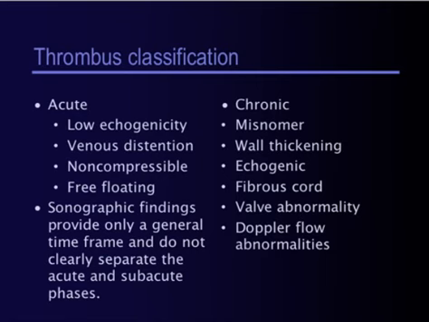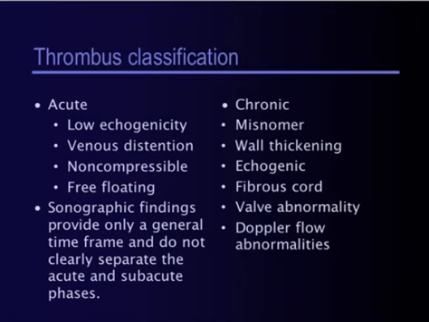Okay, now thrombus can be classified as acute. Some classifications will include subacute, though there is a lot of overlap between the acute and subacute phases, and thrombus may persist up to 6 months, and therefore it's difficult to separate these two classifications. Chronic thrombus is actually a misnomer. We prefer to use the term chronic changes in the vessel related to thrombosis.